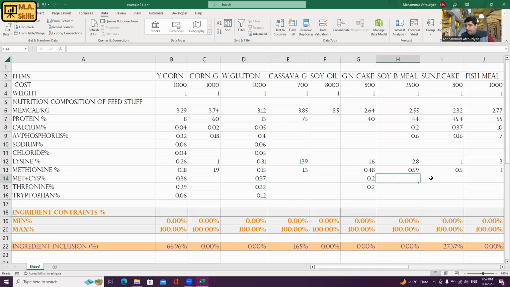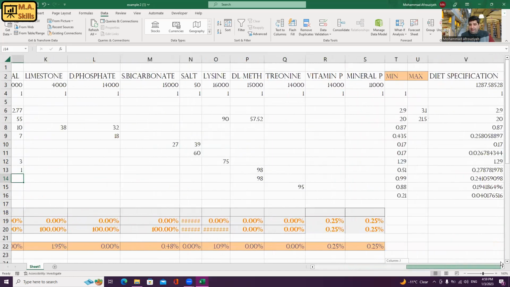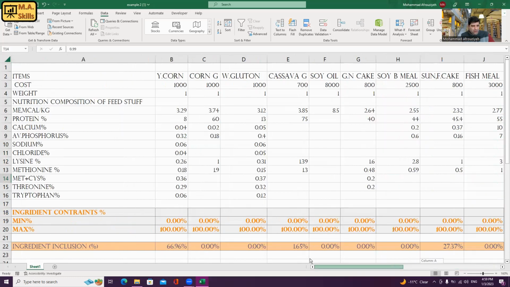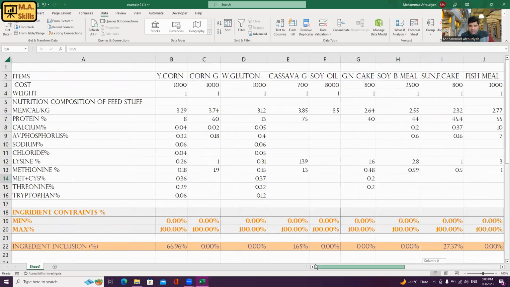Now, it is blank. For sunflower cake, again, it's blank. For fish meal, again, it's blank. And my point is that if you look at the level of methionine plus cysteine, he has asked the software to provide 0.99% methionine plus cysteine. By using what? By using the values of 0.36, 0.37, and 0.2, which all of them are under 0.99, the requirement level, right?